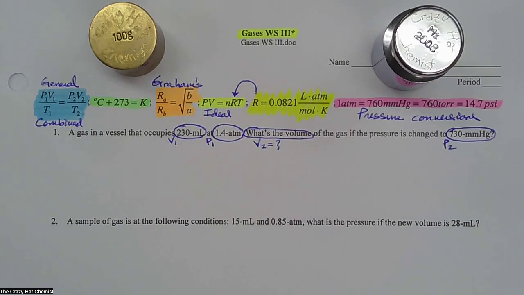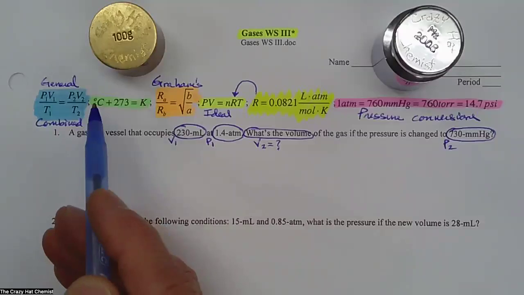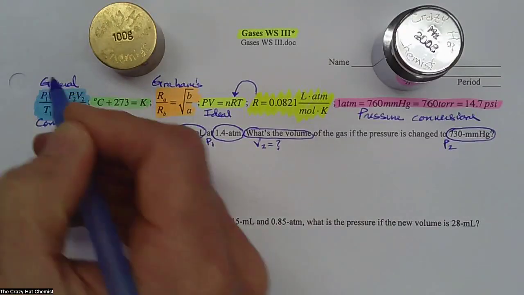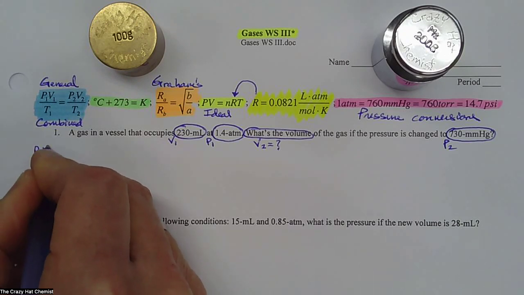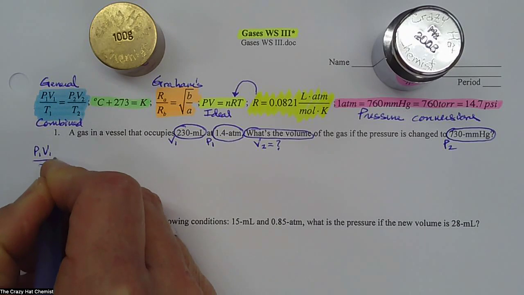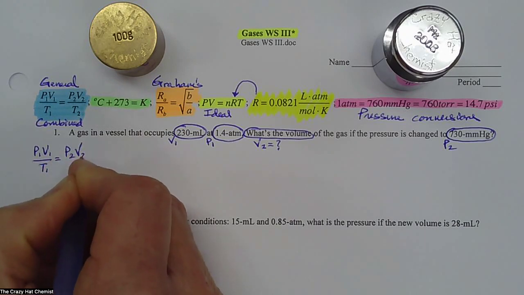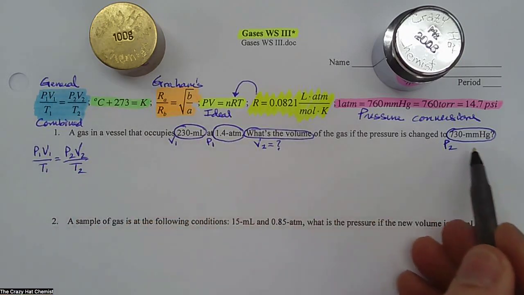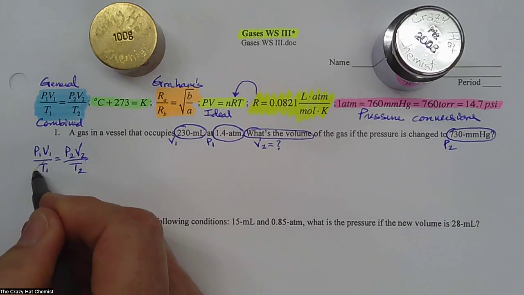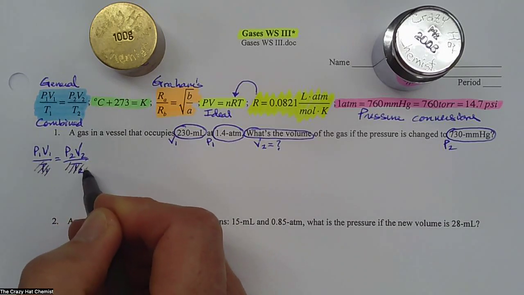All right, so this is a comparison of the same gas at 2 different conditions. That's why we're going to be using the general or the combined gas law. I'm going to rewrite that right here: P1 V1 over T1 is equal to P2 V2 over T2. Now, one thing you notice here is that there's no mention of temperature. That means the temperature is assumed to be held constant.